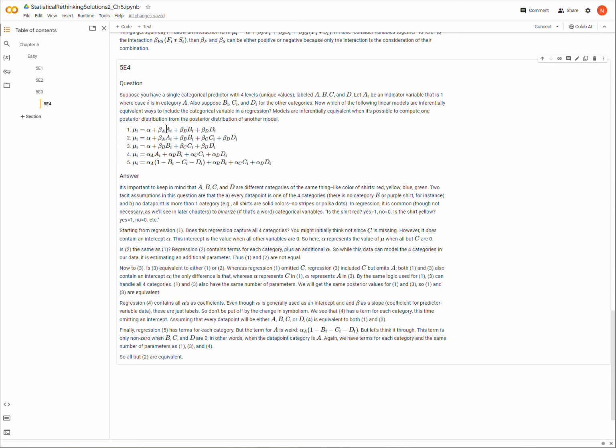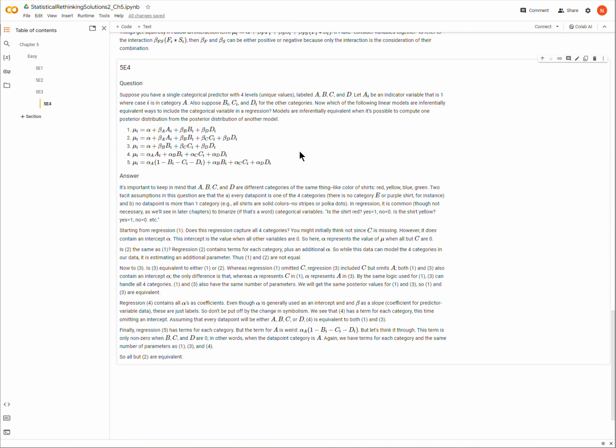So when a particular data point is of category A, then that data point, A sub i representing that individual data point, will equal 1. But if that data point is not A, then that value in the regression would be 0. And similarly for all of the other categories, B, C, D.